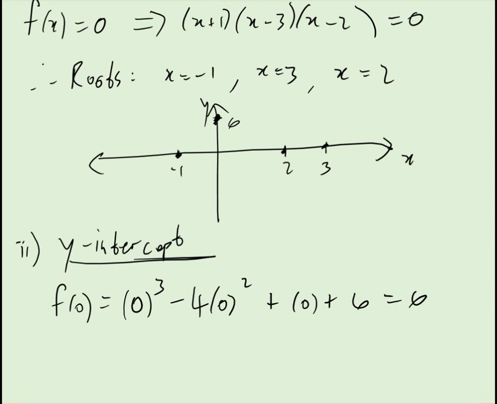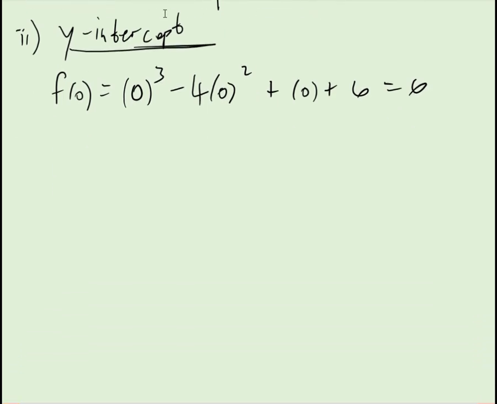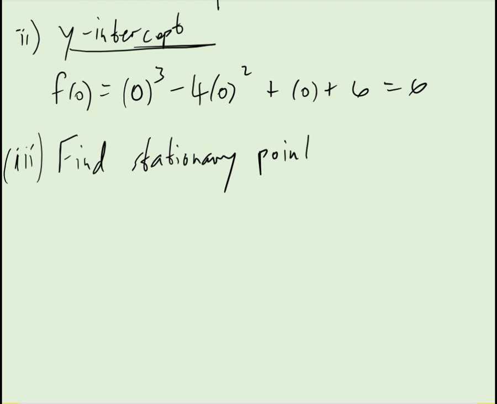So we know where the graph is going to ultimately cut the axes, but we don't know where the graph turns, the turning points of the graph. So now this is where things get a little bit more challenging. We have to use some calculus, and we need to get the stationary points. I'm going to say find stationary points. And to get the stationary points, we need to get the derivative of the function.